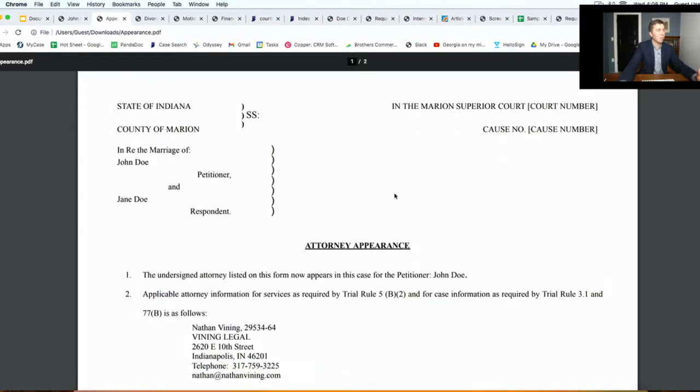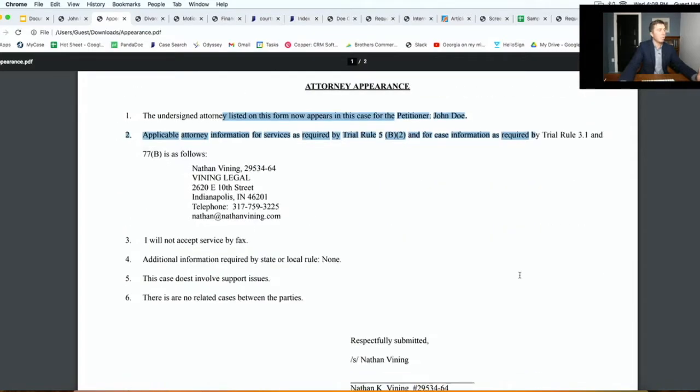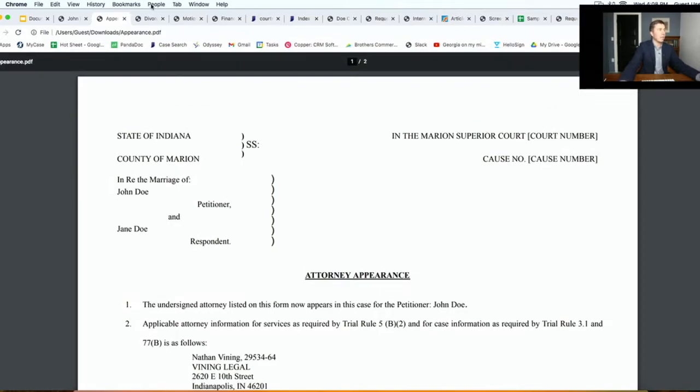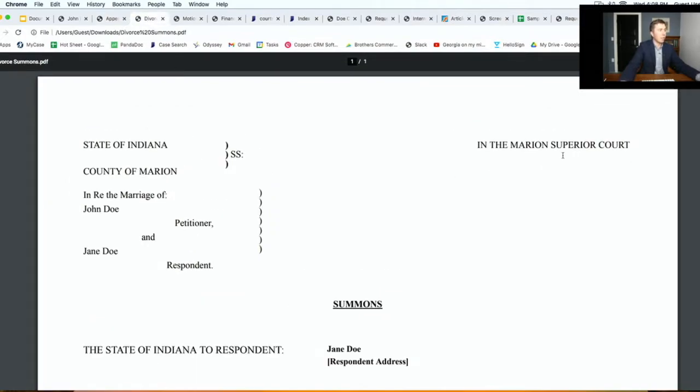So here would be the attorney, which would be me, indicating that he's appearing for the petitioner John Doe, and it lists out different information so the courts know how to contact the party that's starting the case. And then you're also going to see a summons at the start of a divorce case.